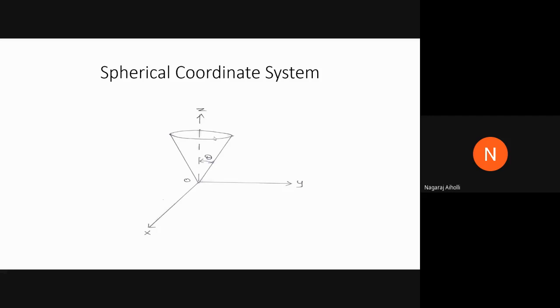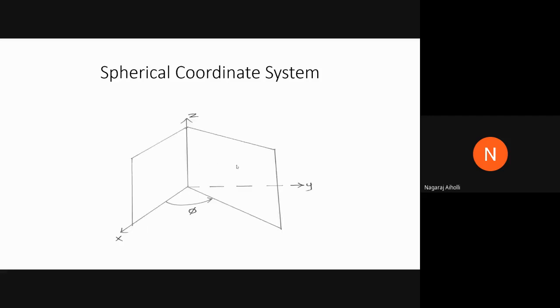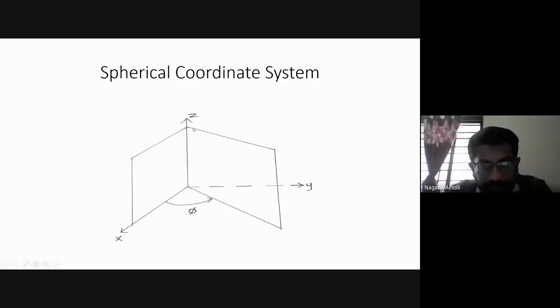Following here, this is one surface, which is one coordinate. Theta is one coordinate to define the spherical coordinate system. Then another one, the same as for the cylindrical system, is the angle phi. That is the half plane. What we are considering here is the half plane which is making an angle phi with the xz plane.